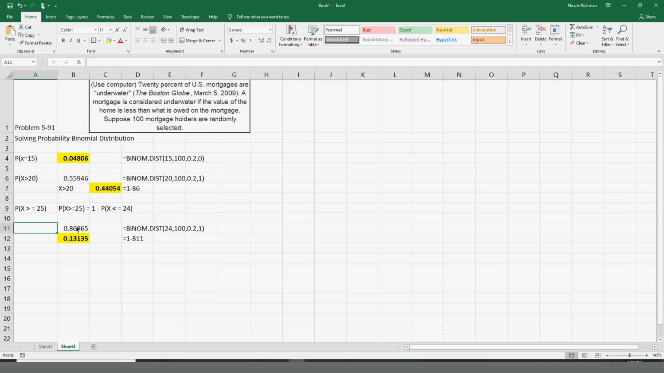So here, this is the probability that it's going to be less than or equal to 24. So everything above that is 1 minus that. Okay, perfect. We love Excel and all of the lovely functions that it does.